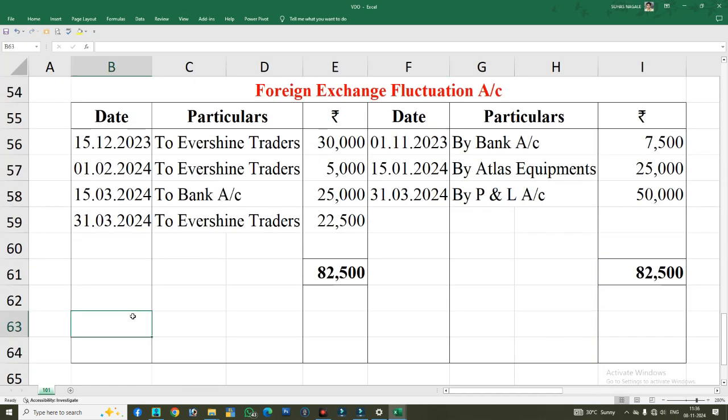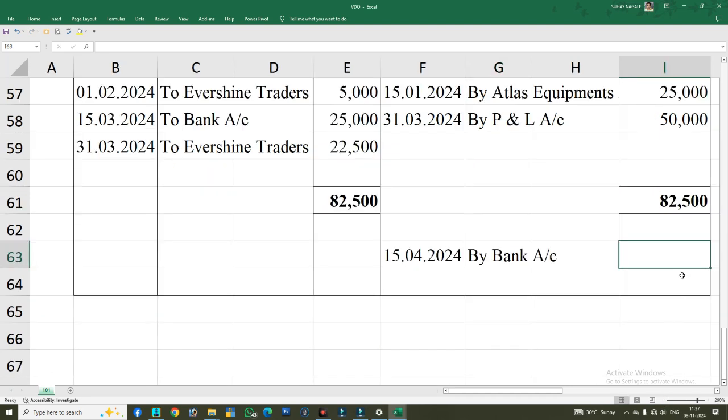Now the ledger posting of the last journal entry. Date 15th April 2024, by bank, and the amount is 22,500. This is the final answer. It means the second year will be incomplete.